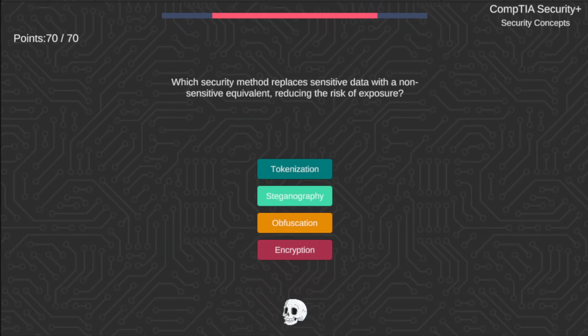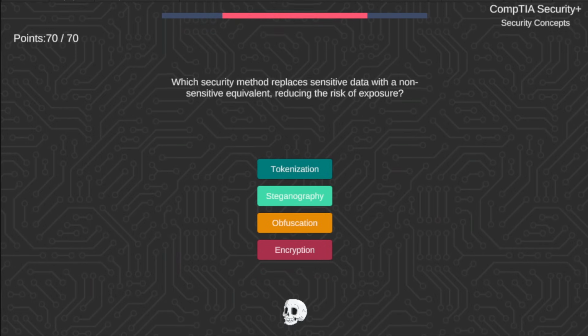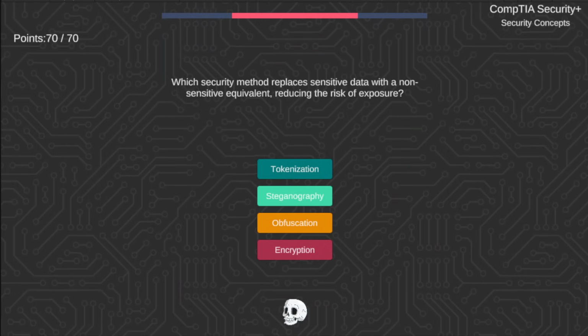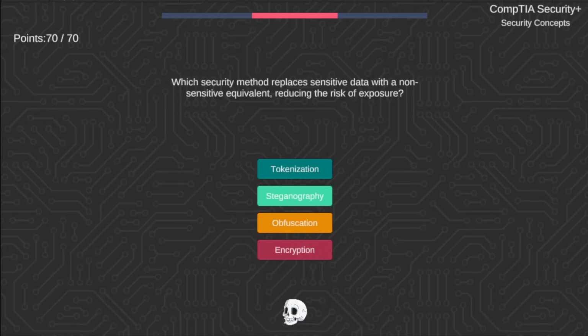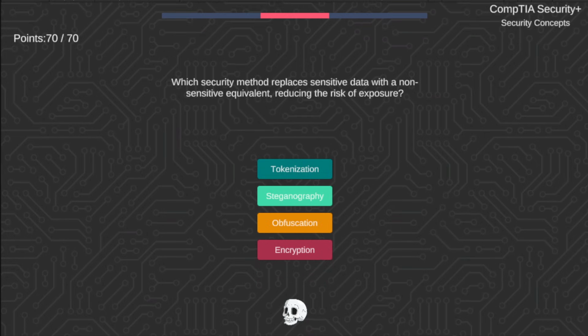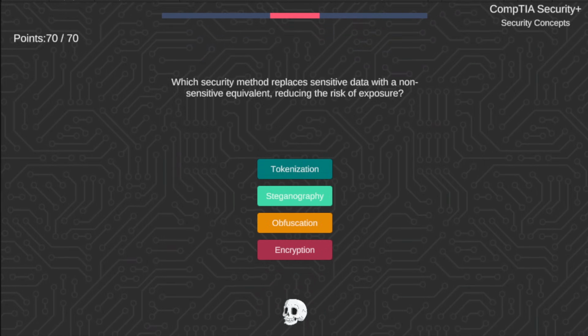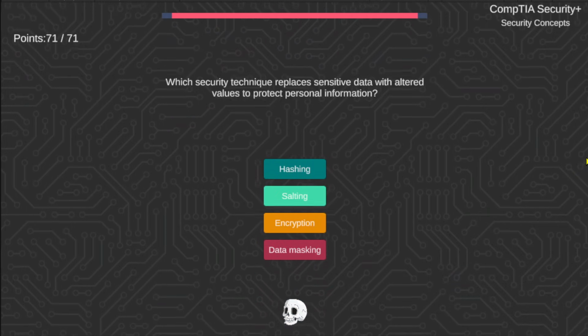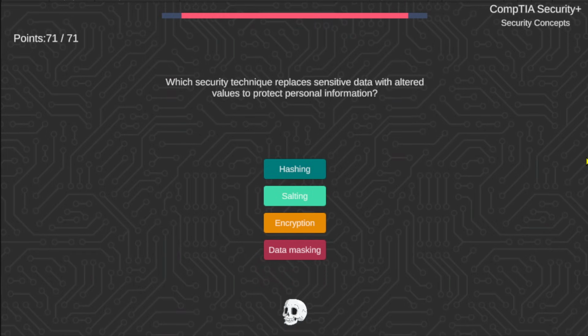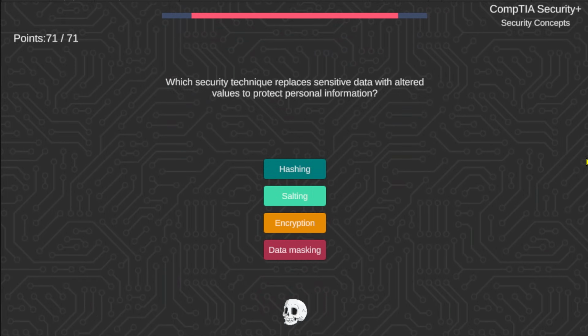Which security method replaces sensitive data with a non-sensitive equivalent, reducing the risk of exposure? Replacing sensitive data with a non-sensitive equivalent. Tokenization, stenography, obfuscation, or encryption? Replacing sensitive data with a non-sensitive equivalent. Correct answer is tokenization.